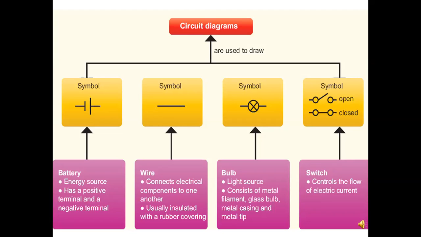The third symbol is bulb, the light source. A bulb is a light source. It consists of a metal filament, glass bulb, metal casing and tip. And the fourth symbol is switch. Switches control the flow of electric current.